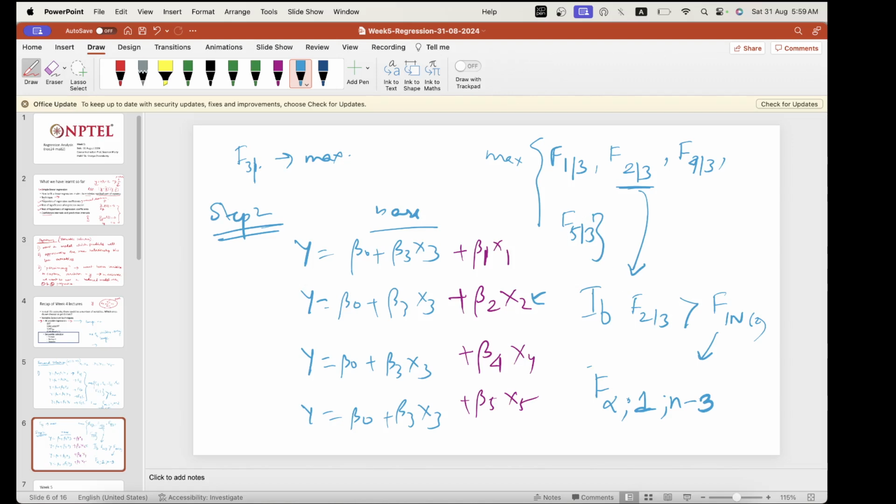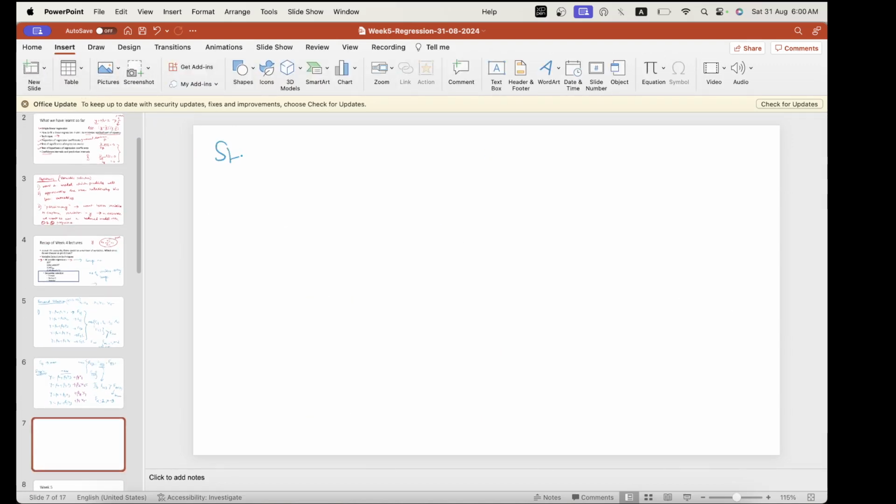As long as the maximum among these exceeds the threshold, those will be included. The moment we find that the maximum among these doesn't exceed this, then it's quite natural that the others will also not exceed this threshold, so we are not going to keep on adding them in the model. So if f2 given 3 holds, then we move on to step 3.